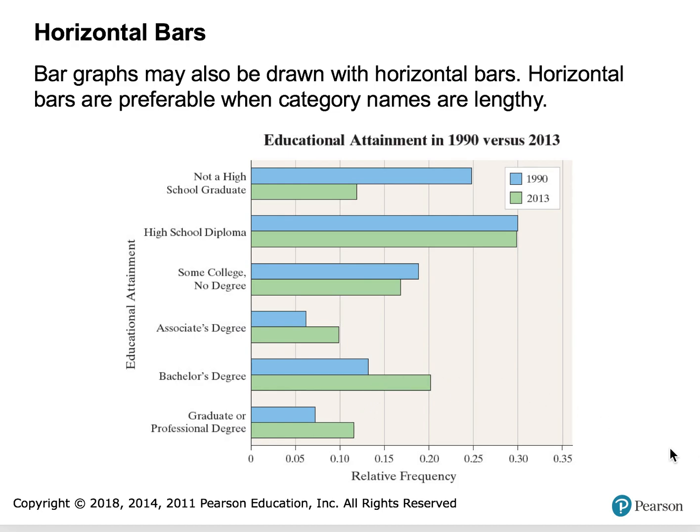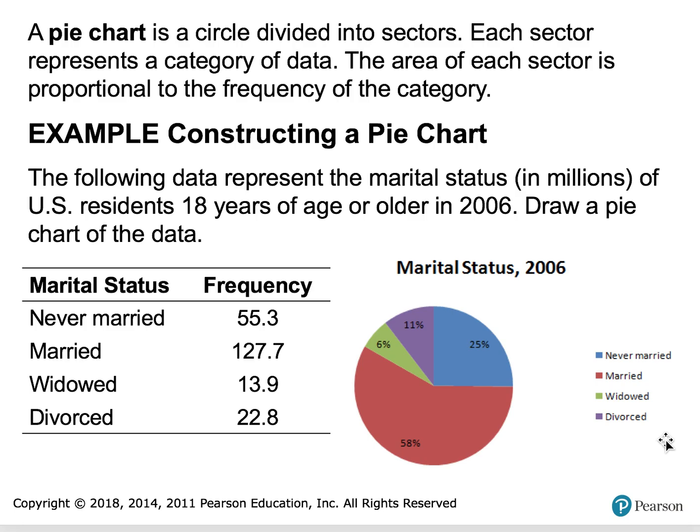And then finally, for this section, pie charts. A pie chart is a circle divided into sectors. Each sector represents a category of data. The area of each sector is proportional to the frequency of the category. So the following data represent the marital status in millions of U.S. residents 18 years of age or older in 2006. Draw a pie chart of the data.